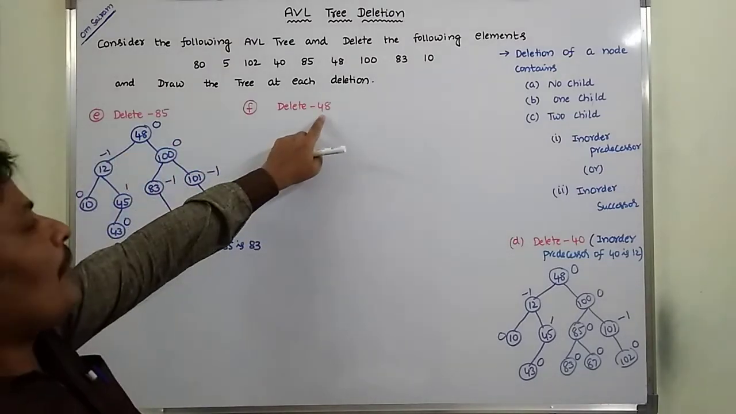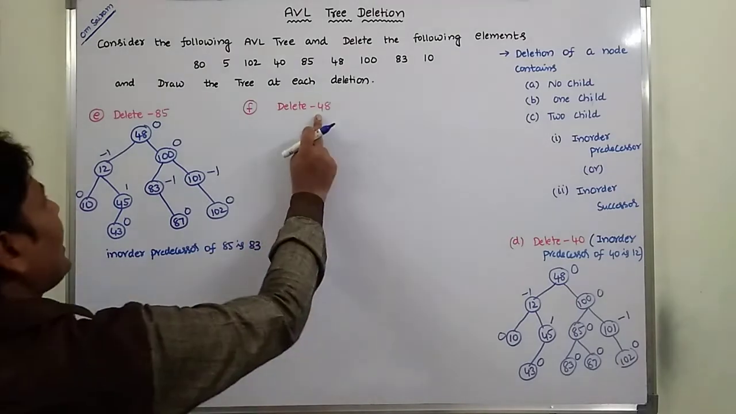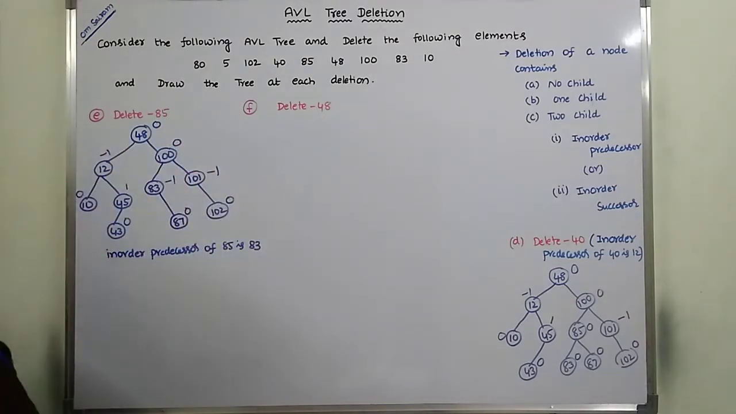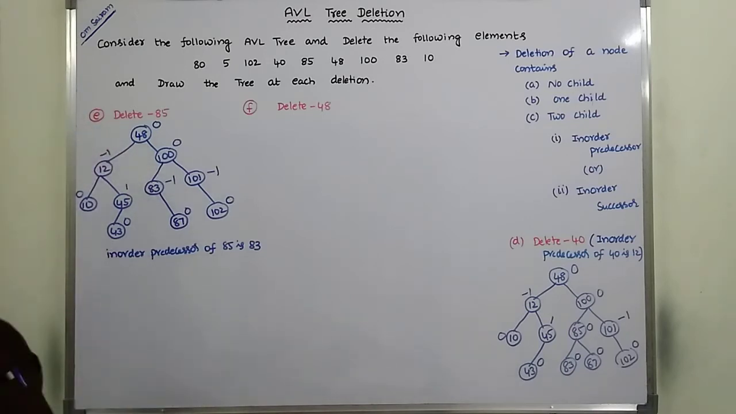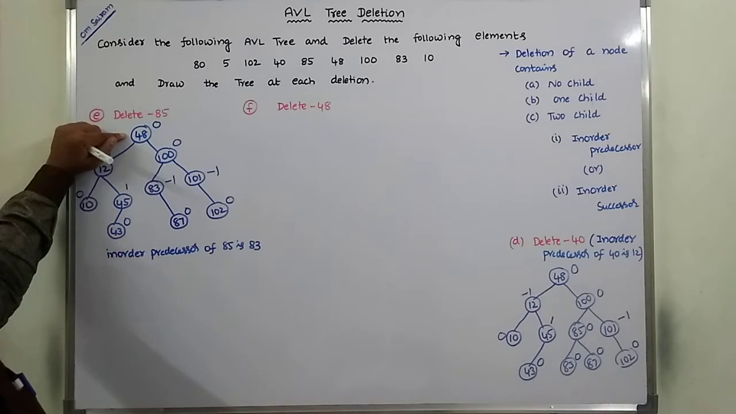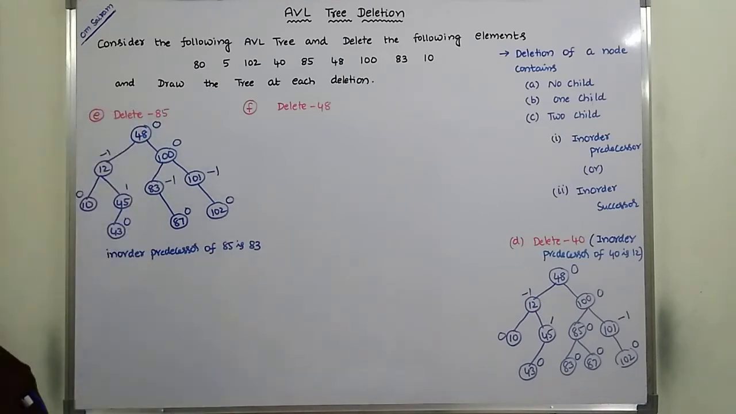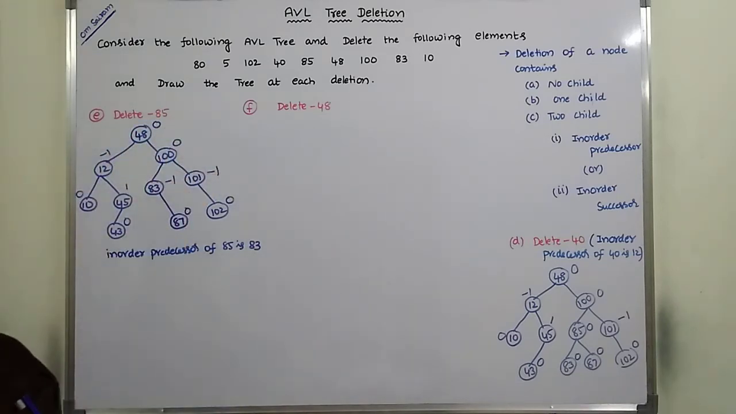Now 48, first we have to find out the location of 48. So 48 is compared with 48. Both are equal. Now we have to delete the root node. So this deleted node 48 has two children. One is the left child 12 and another one is the right child 100.